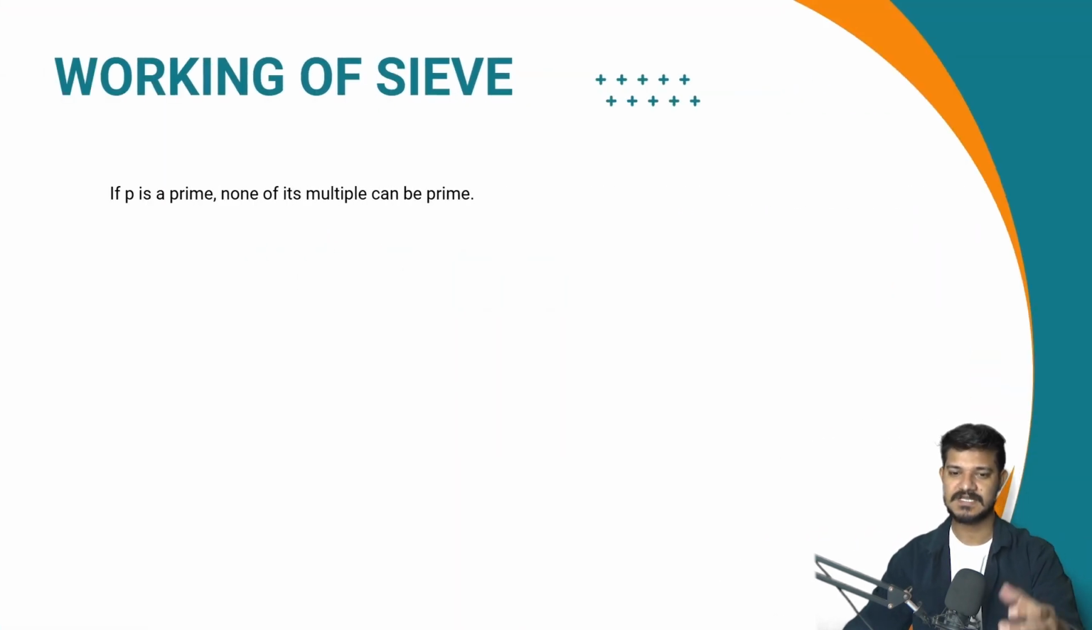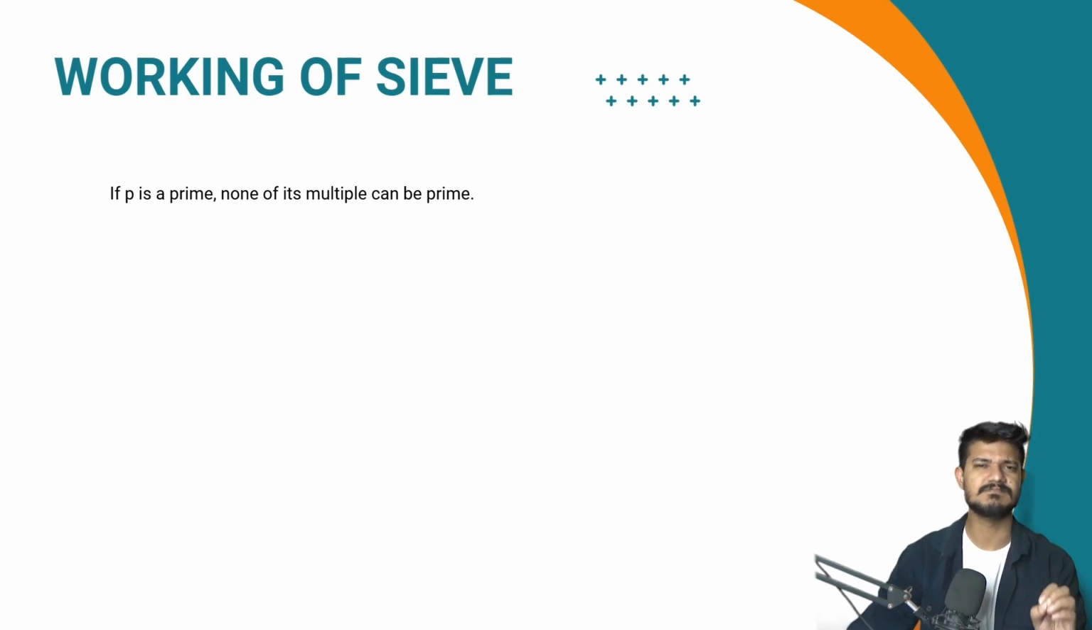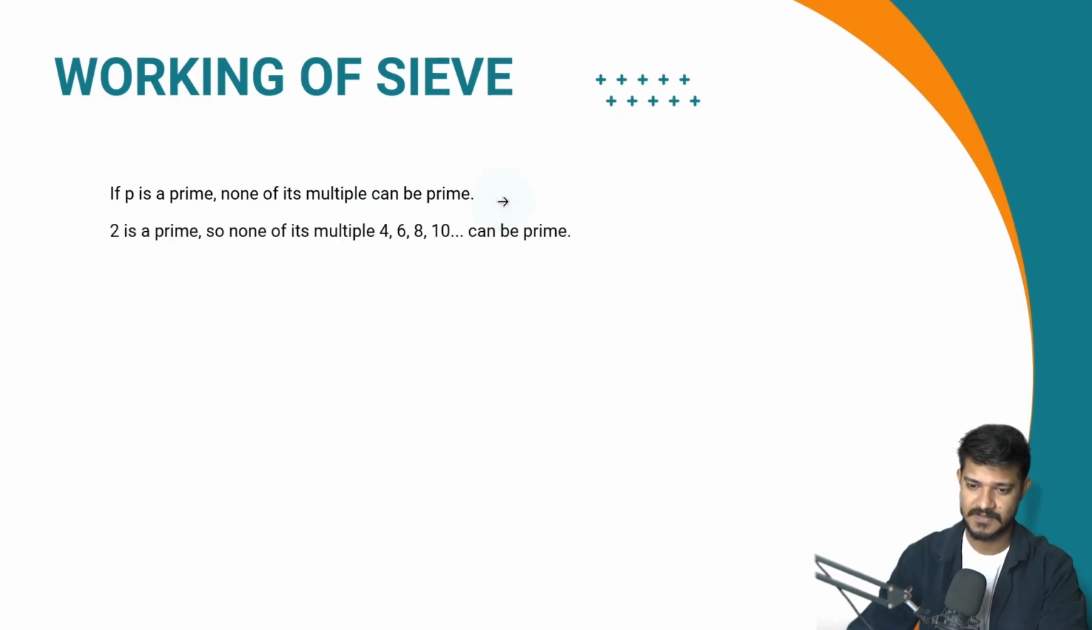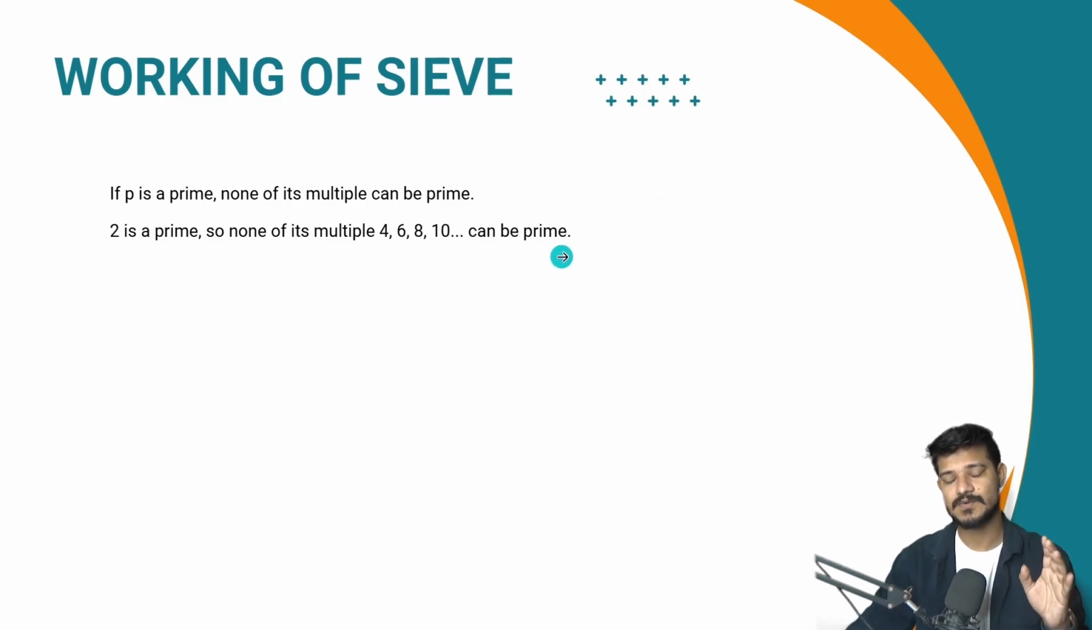Now let's see how the Sieve algorithm actually works. It works on a very simple and basic fact, that if p is a prime number, none of its multiples can be prime. That means, let's say 2 is a prime number, of course, so none of its multiples, that are 4, 6, 8, 10, 12, 14, 16, and so on, can be prime. That's the only working principle of Sieve.